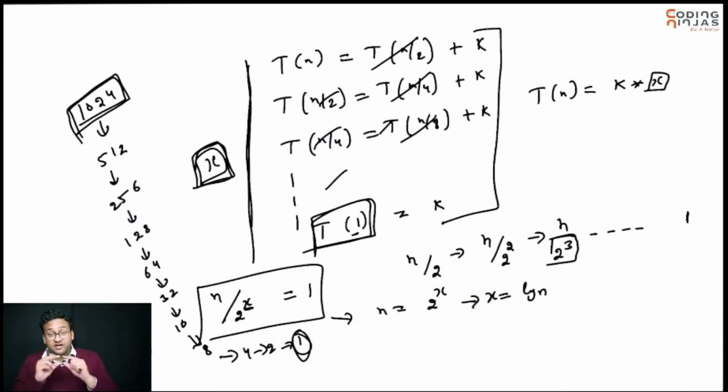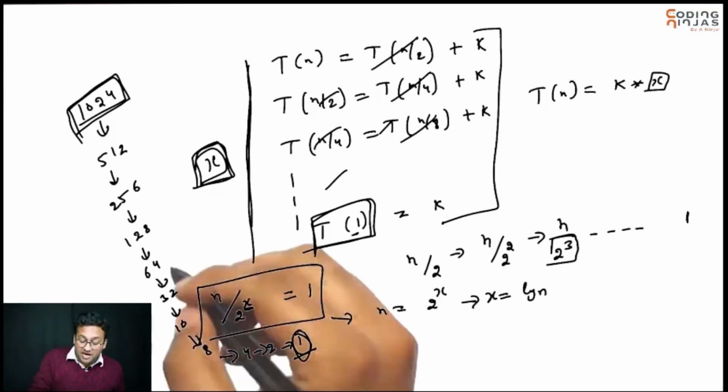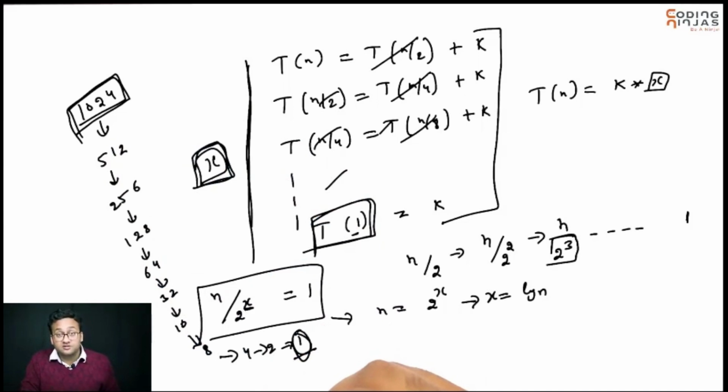So if I start with an array of 1024 size, within 10 calls I will reach a single element. So it's much faster than n. N would have meant I will take 1024 times. But binary search is much faster. Dividing by 2 reduces the number very quickly.